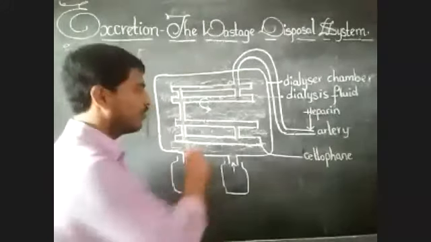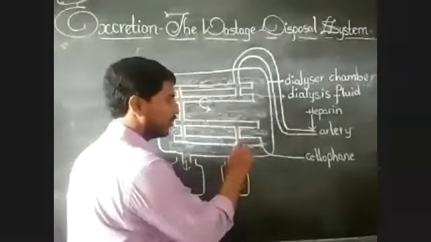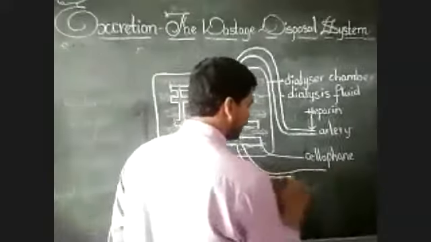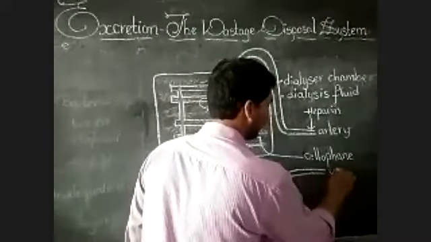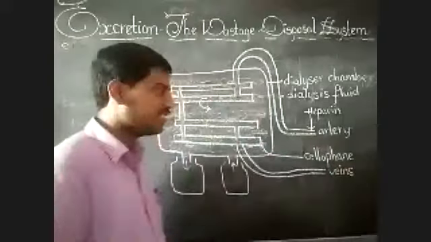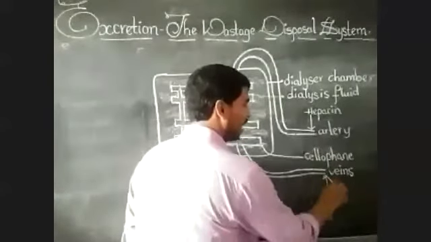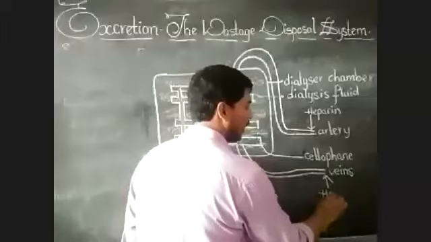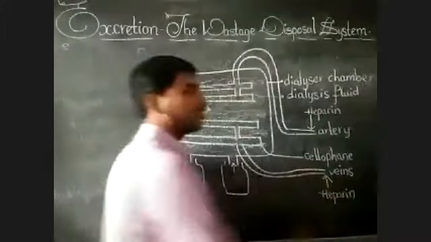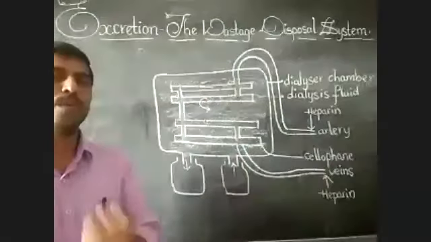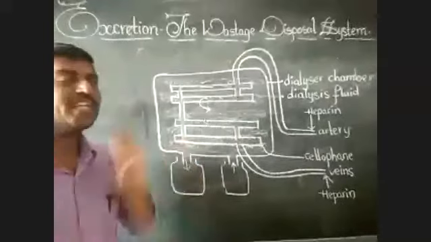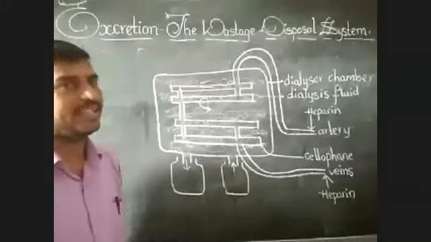Clear? Now the fresh blood, that means the filtered blood, is injected into the patient's veins. And once again, here we add the anticoagulant heparin, and we adjust the temperature of the blood to normal body temperature. This is what actually happens in dialysis.